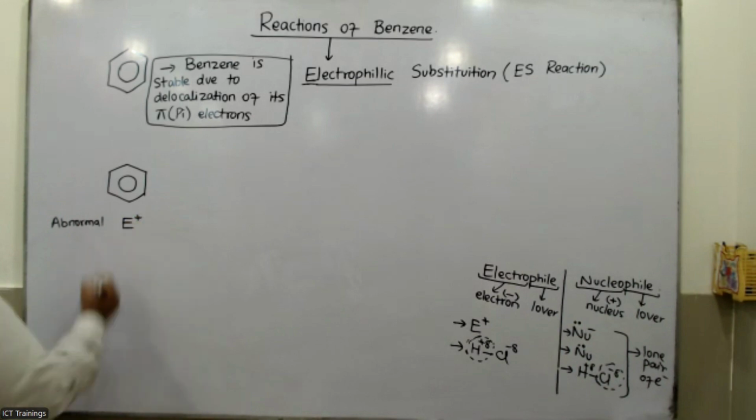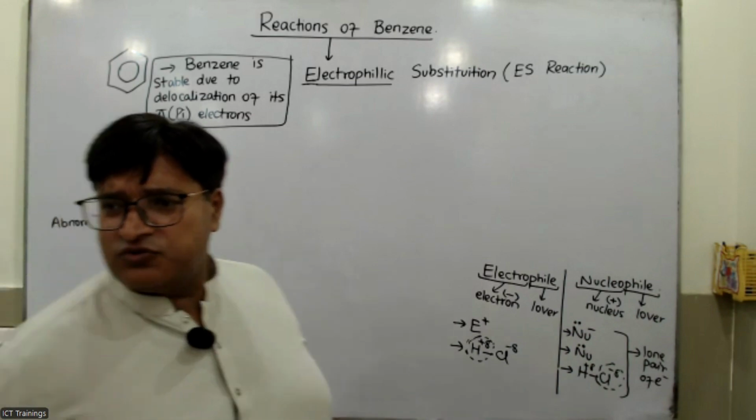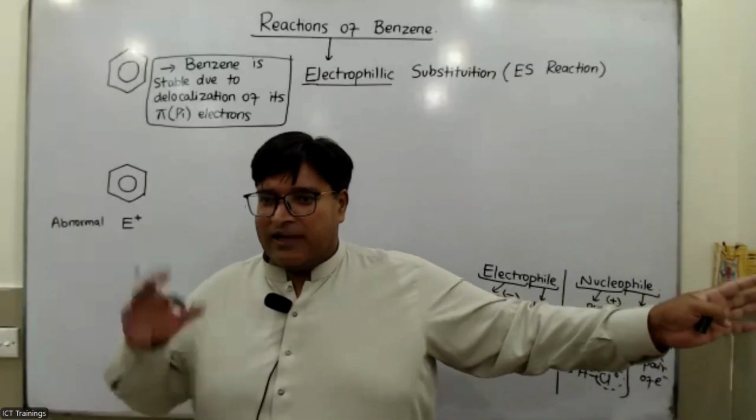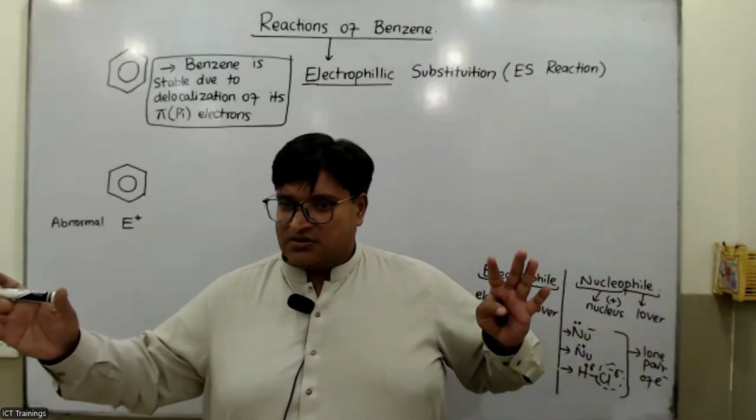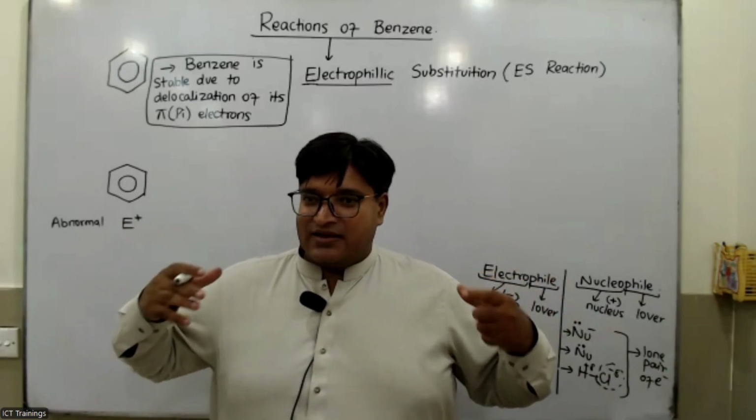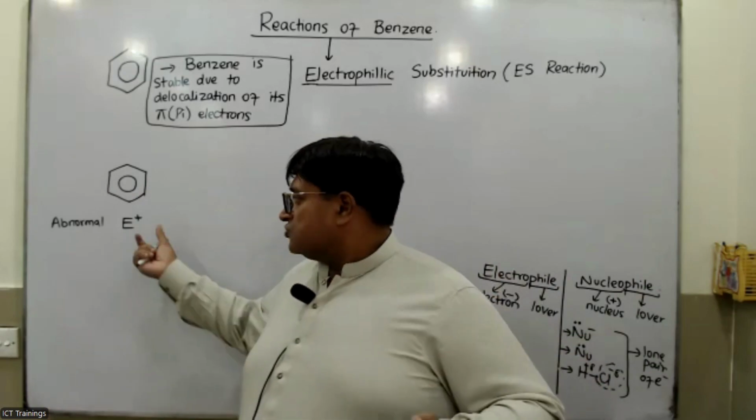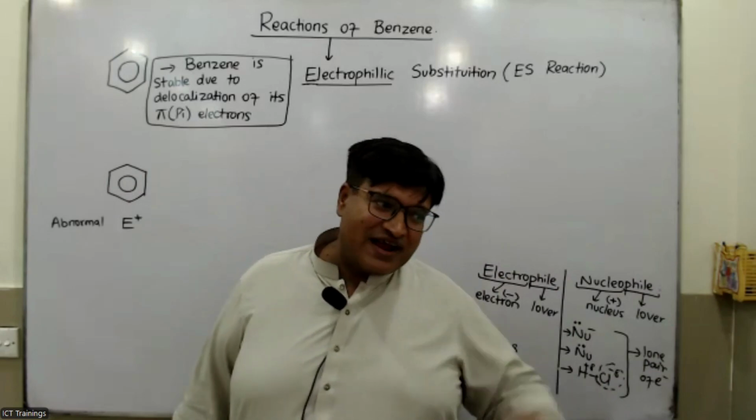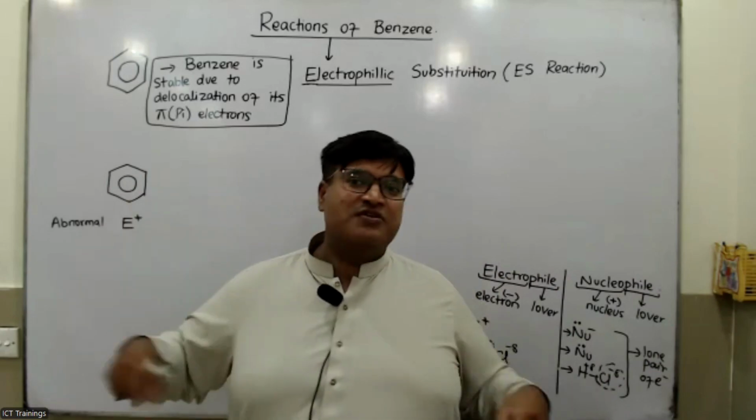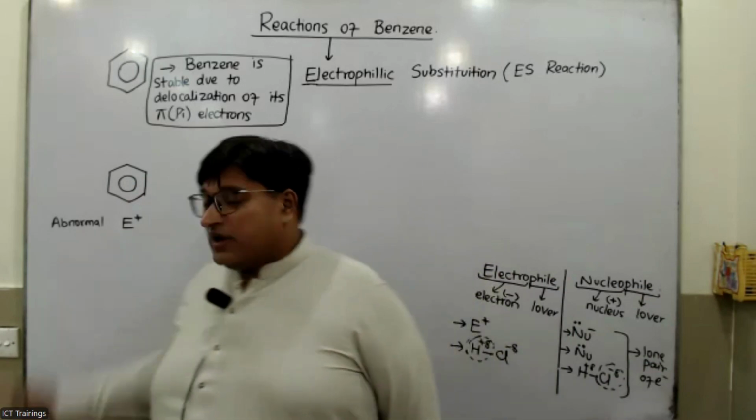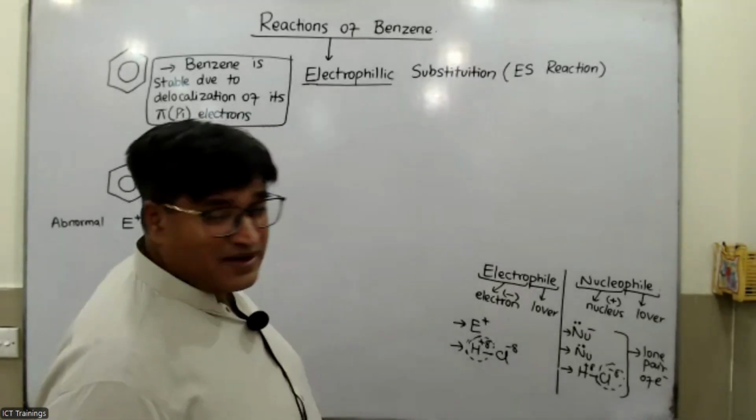Abnormal electrophile. I think every one of you is well aware of the word abnormal. If I say someone is abnormal, abnormal means mad, or you can say a crazy type of thing. A normal electrophile cannot react with benzene. If you want to react something with benzene, that thing should be some abnormal electrophile. So what is meant by abnormal?